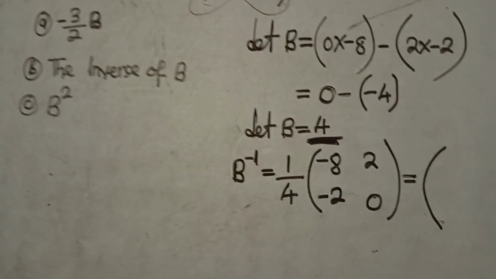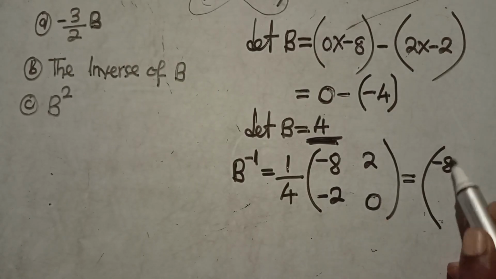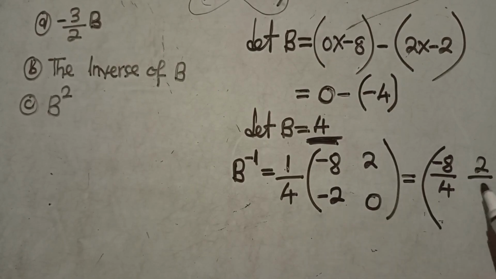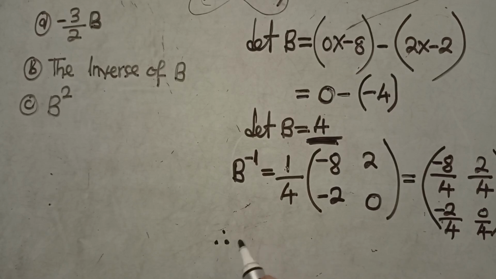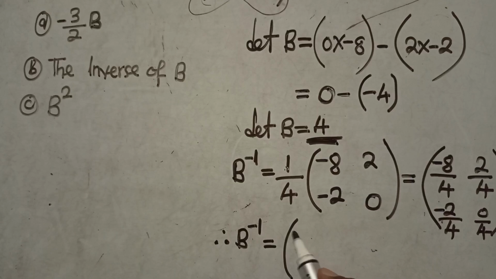So what we are going to do is that 1 times negative 8, that is negative 8 over 4. 1 times 2, that is 2 over 4. 1 times negative 2, that is negative 2 over 4. 1 times 0, that is 0 over 4. We are going to form this, where we conclude and say, therefore, the inverse of B is equal to what? What is 4 into 8? It's 2, so negative 2.